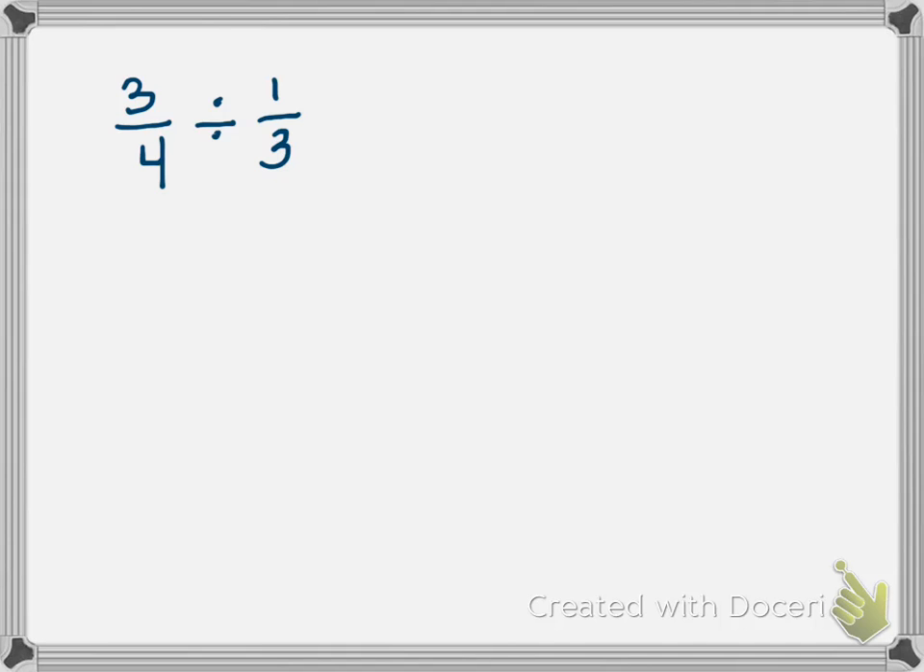The first step to dividing fractions is rewriting them as a multiplication problem. And the way you do that is by keeping the first fraction, changing divide to multiply, and then flipping the second fraction. Let me show you what I mean.